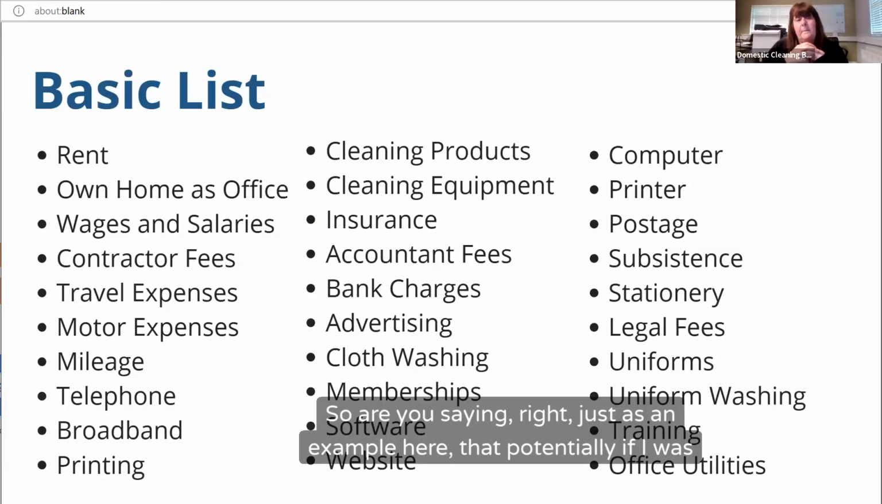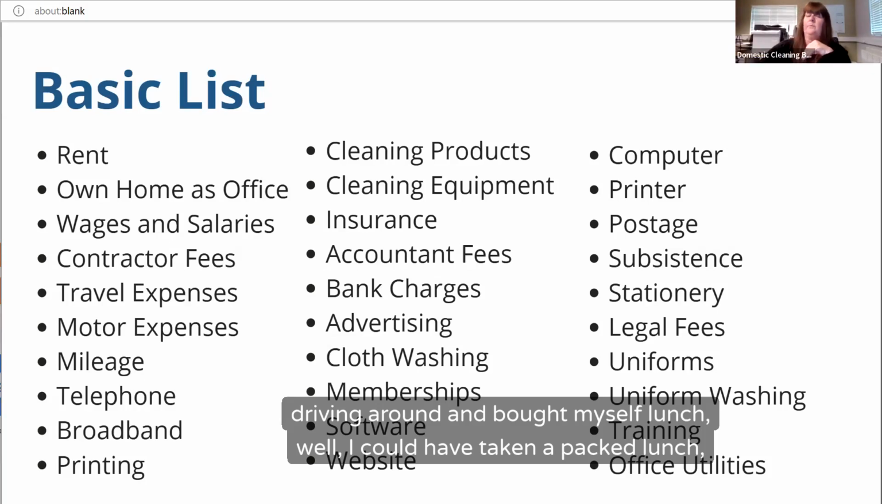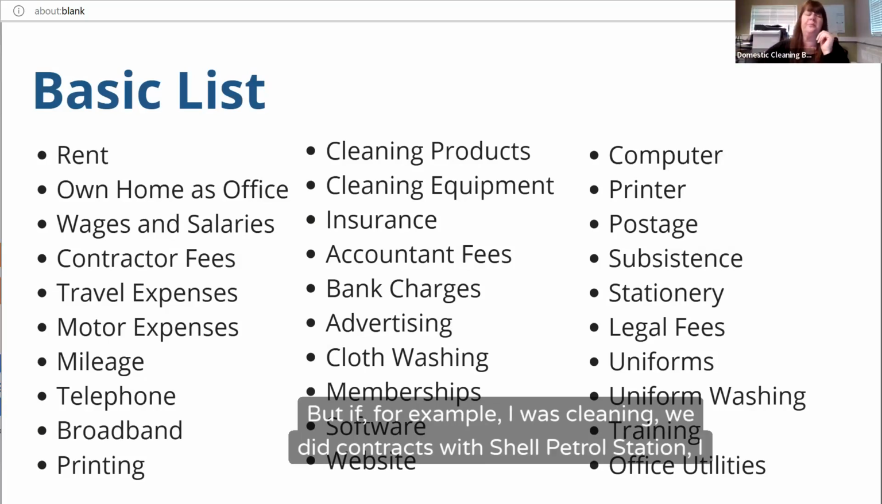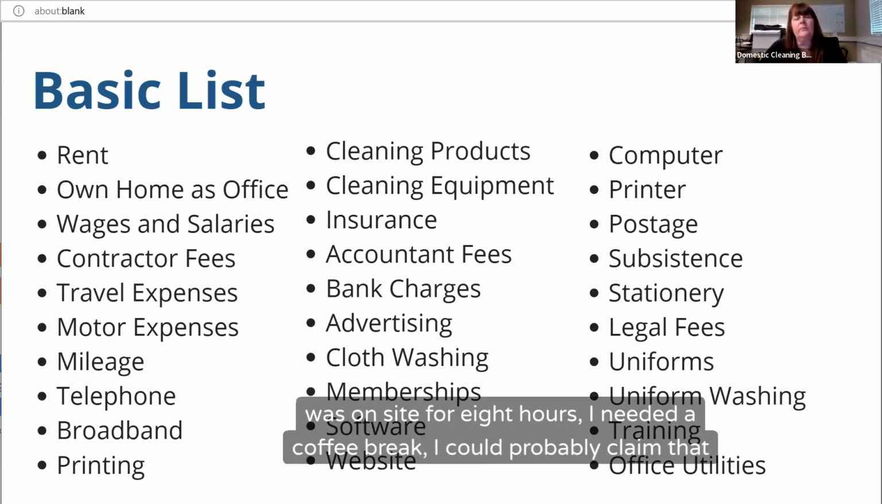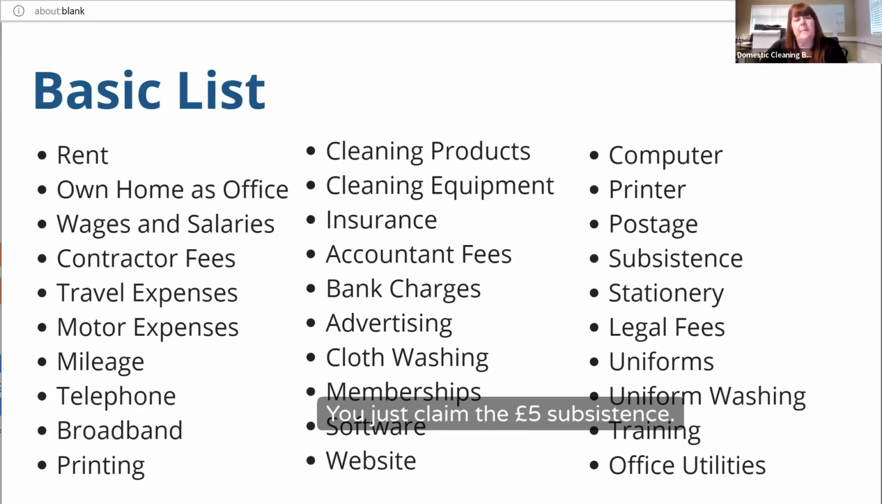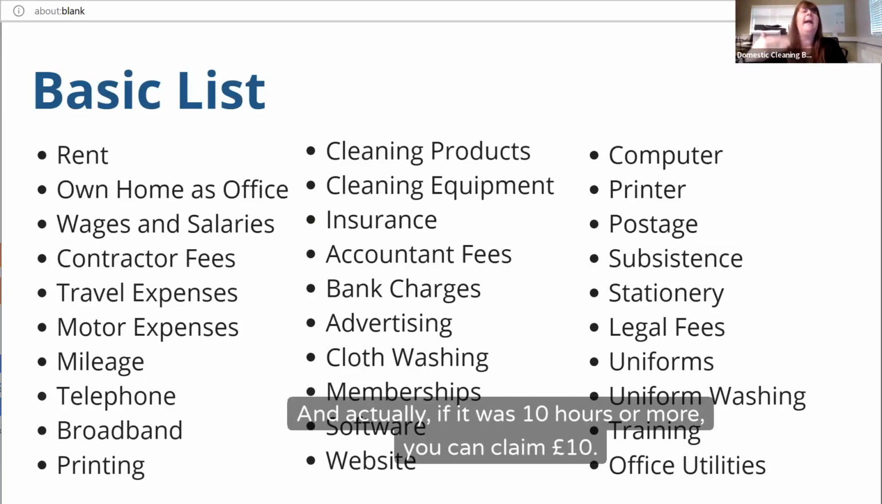So are you saying, just as an example, that if I was driving around and bought myself lunch, well, I could have taken a packed lunch, so I probably can't claim that. But if, for example, we did contracts with a Shell petrol station, I was on site for 8 hours, and I needed a coffee break, I could probably claim that coffee because there was no other alternative. You could, but you don't need to claim the actual coffee. You just claim the £5 subsistence. Fine. And actually, if it was 10 hours or more, you can claim £10. But most of us don't go out cleaning for 10 hours or more.